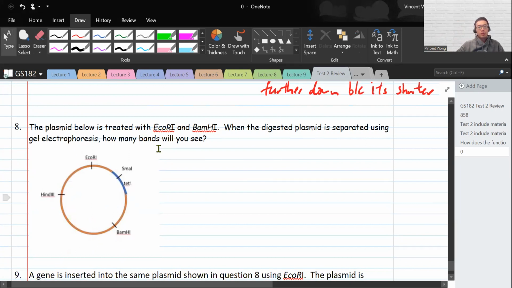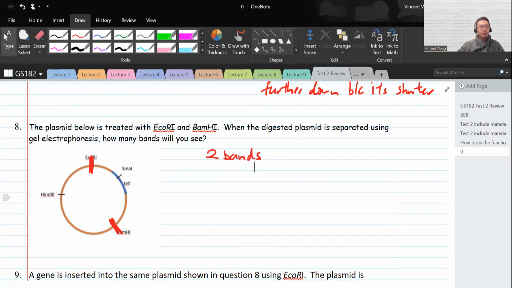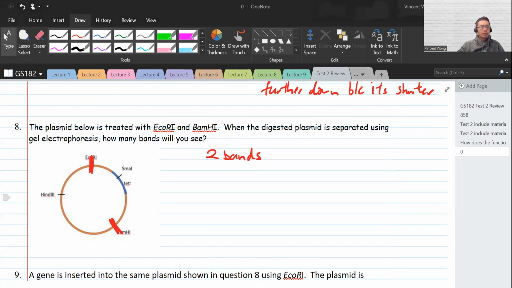The plasmid below is treated with EcoR1 and BamH1. When the digested plasmid is separated using gel electrophoresis, how many bands will you see? Okay, so we just talked about this a moment ago. When you cut with EcoR1 and BamH1, that's 2 cuts. 2 cuts means 2 bands. Right? 2 cuts, 2 bands.